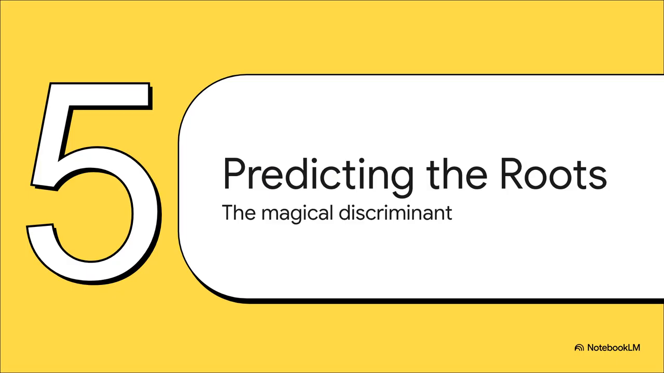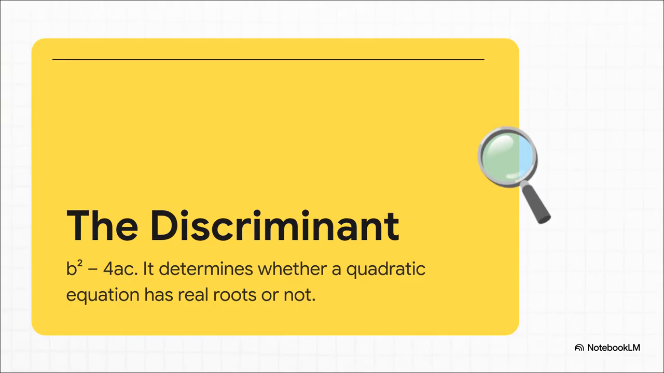Now, are you ready for a magic trick, a super secret exam tip? What if I told you you could know what kind of answer you're going to get before you even finish solving the equation? Yes, it is possible, using a special magical part of our hero formula. This part right here, the bit under the square root sign, b squared minus 4ac. This is called the discriminant. The best way to remember it, think of it as a fortune teller. It looks deep into your equation and tells you the future. It predicts the nature of the roots you are about to find.